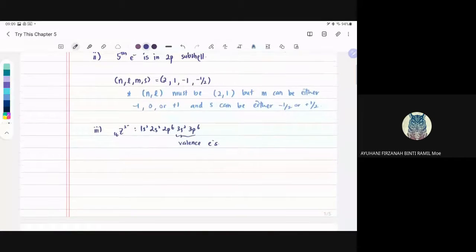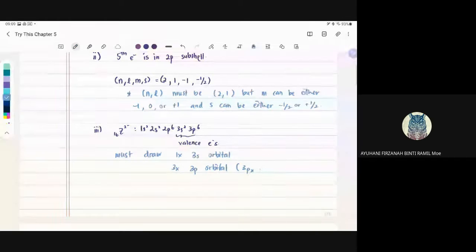So kalau kita tengok dekat sini, valence electron dekat dalam 3S dan 3P. Jadi, kamu kena lukis, must draw 1 kali 3S orbital, okay, dan 3 kali 3P orbital, iaitu 3PX, 3PY, 3PZ. Dan setiap satu orbital ni semua diisi penuh dengan 2 elektron.